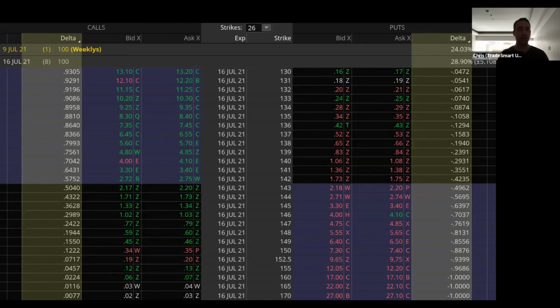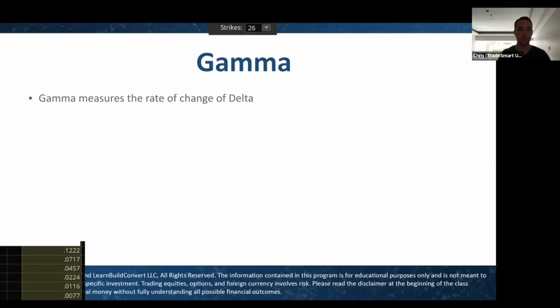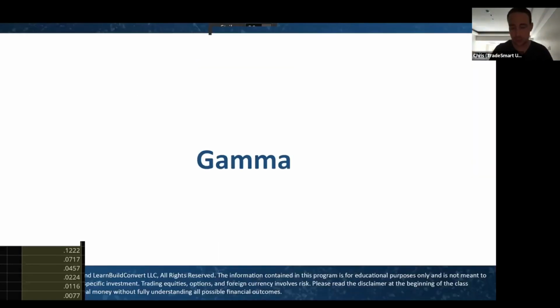So call options have positive delta, put options have negative deltas, but always deltas approach 1 or -1 for puts as they go in the money, and they approach 0 as you get out of the money, with the middle being at 0.5, right at the money. Excellent. So that's delta. Gamma is our next one here.